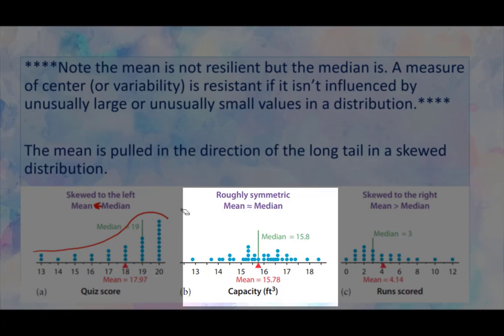Now, if you look over at this middle one, B, you'll see that this is roughly symmetric, and the mean and the median are pretty close to each other. They're approximately equal. They're not exactly equal, but they're pretty darn close, much closer than over here in this example. So when it's roughly symmetric, the mean and median are approximately equal to each other.